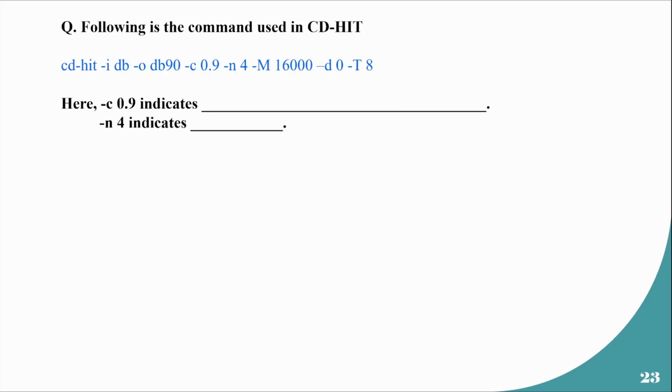And then if I quickly ask this question: if I use the following command for CD-HIT running, here again are the same parameters that we saw earlier. Can somebody mention in the chat what -c 0.9 and -n 4 indicate? So -c 0.9 was 90% identity as the clustering threshold, and -n 4 was a word size of 4. So 4 was the filter being applied, right?